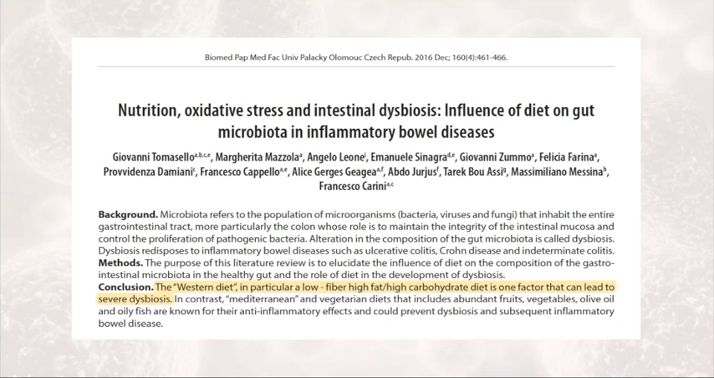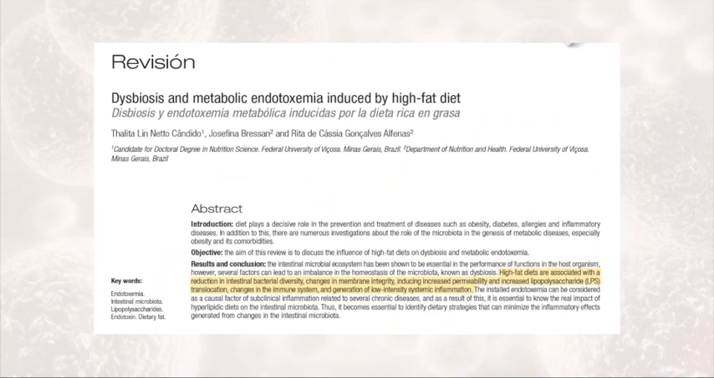For example, the Western diet, otherwise known as the Standard American or SAD diet, is particularly low in fiber and high in carbohydrates and fats. And this is one factor that can lead to severe dysbiosis or an imbalance in the gut microbiome. We also know that high fat diets are associated with inflammation, leaky gut, and higher levels of LPS or lipopolysaccharides, which are the bacterial endotoxins. And this can lead to a low grade systemic inflammation. So, this is a common theme we'll be coming back to.